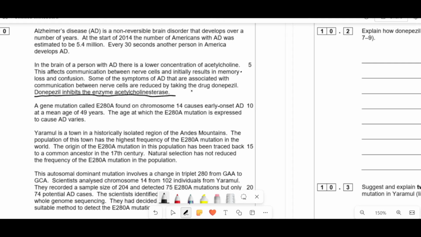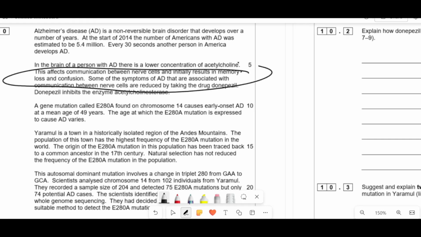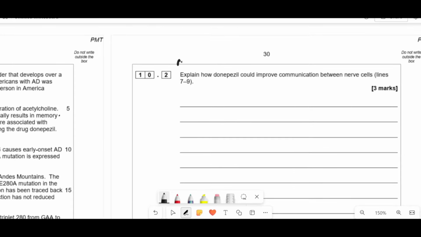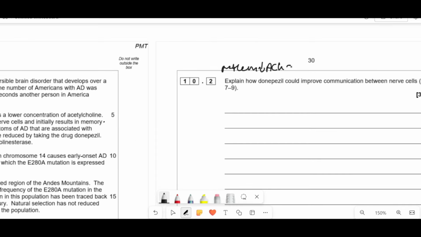Donepezil inhibits the enzyme acetylcholinesterase. If we look back, it's only telling you to go look at lines 7 to 9, not that the answer is there. So if you go back just a little bit, in the brain of a person with AD, there is a lower concentration of acetylcholine, which affects the communication of nerve cells and causes memory loss and confusion. Lots of people just jump straight to lines 7 to 9, say they can't find the answer, and then just write garbage things they think a model answer is. Here, the problem they've told you is that there's less ACh, so there's less communication, which leads to symptoms.